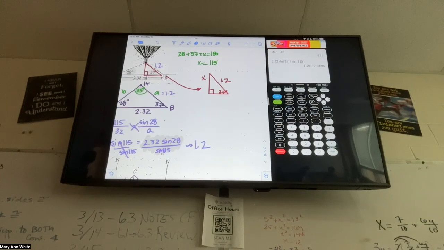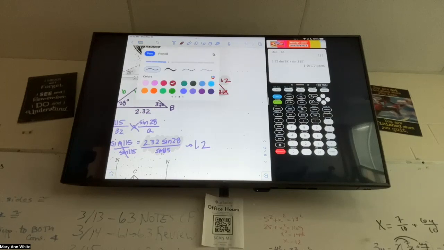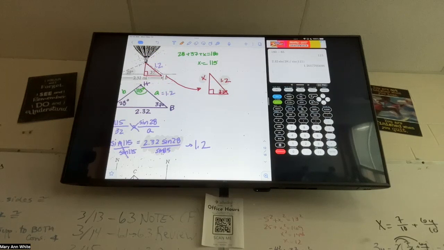Now I need you to go back to the very basics and just remember SOHCAHTOA. I'm going to do what trig function here? Sine, cosine, tangent. Let's try again. Oh yeah, Megan. Sine. Sine because we have opposite and we have hypotenuse, right? So just like Megan said, sine of 37 equals X over 1.2.